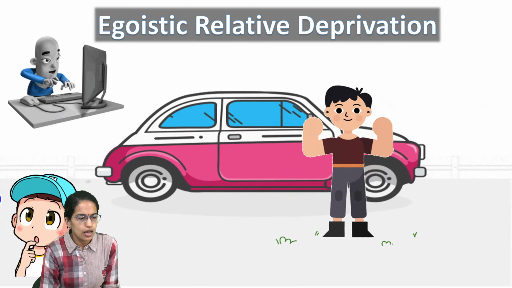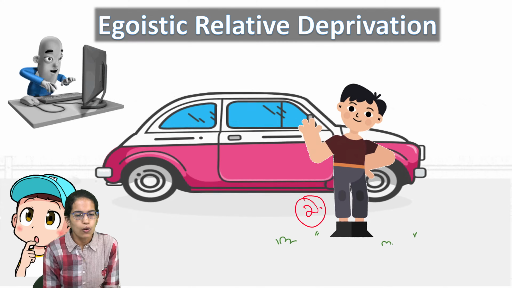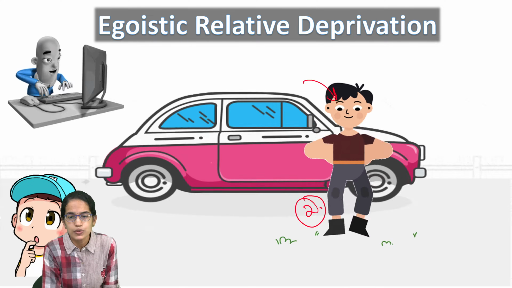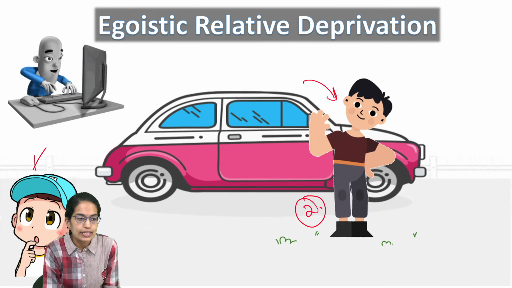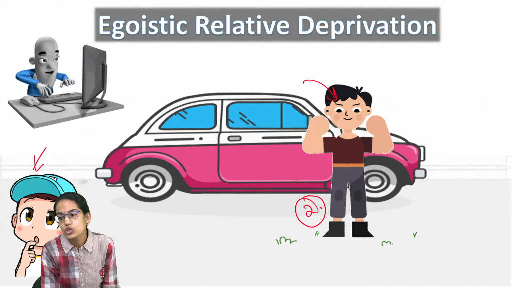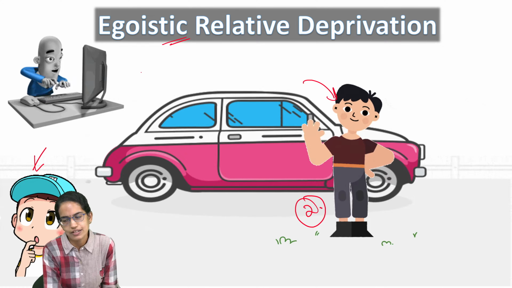There were two friends. So here is friend 1 and here is friend 2. Now, friend 2 gets a car. Now, when friend 2 gets a car, friend 1 thinks that I should also think about getting a car. Now, there can be two approaches which can be explained. The first is egoistic relative deprivation.